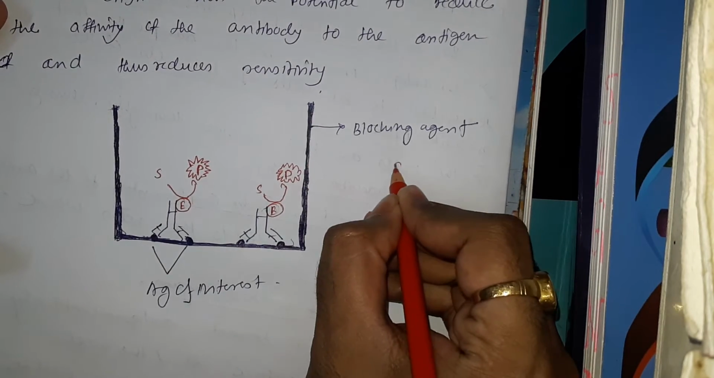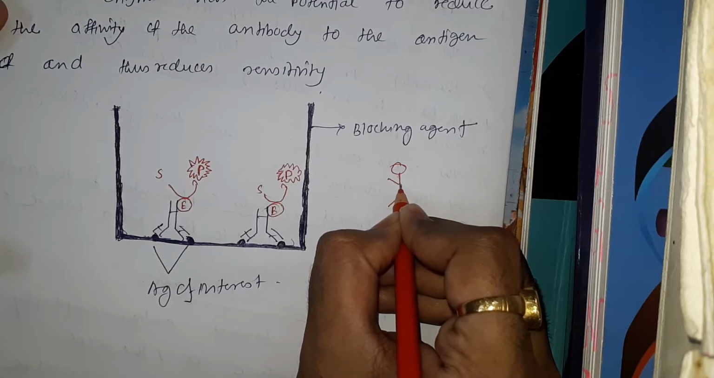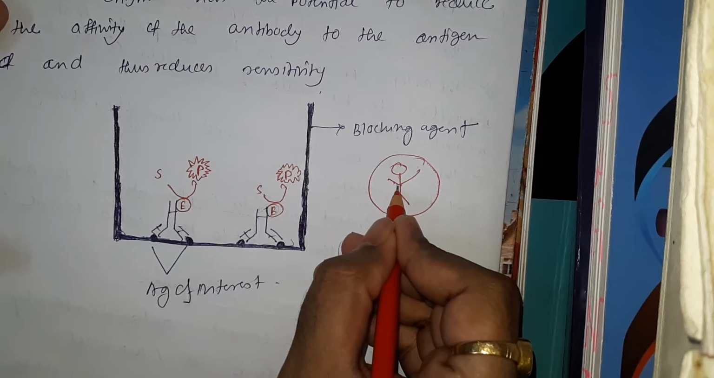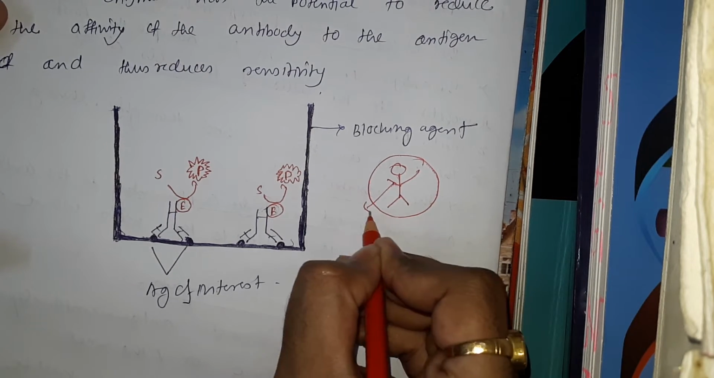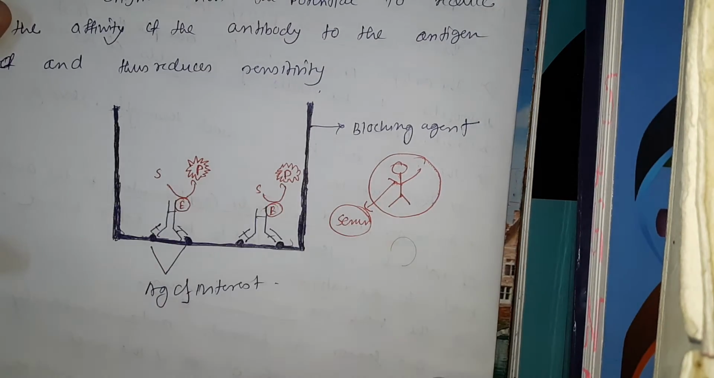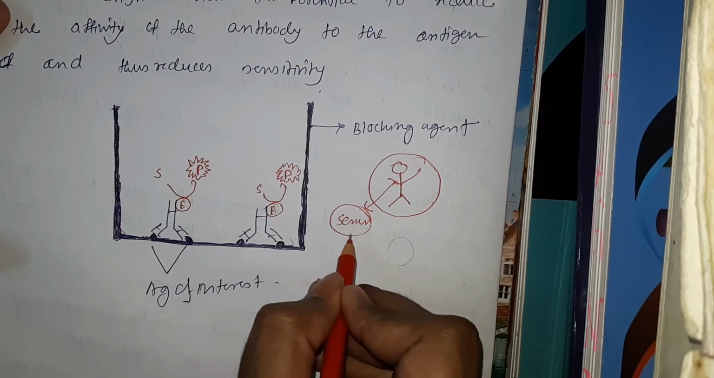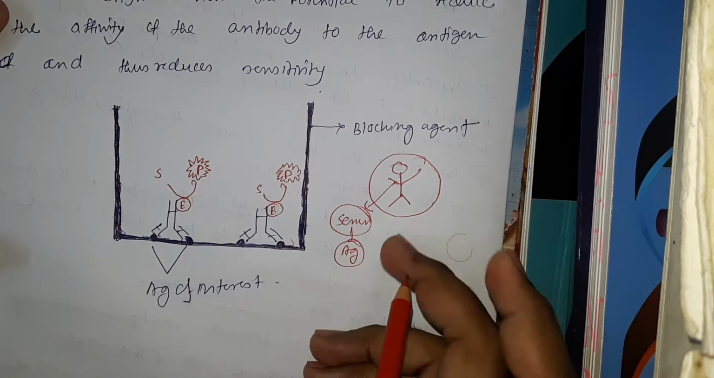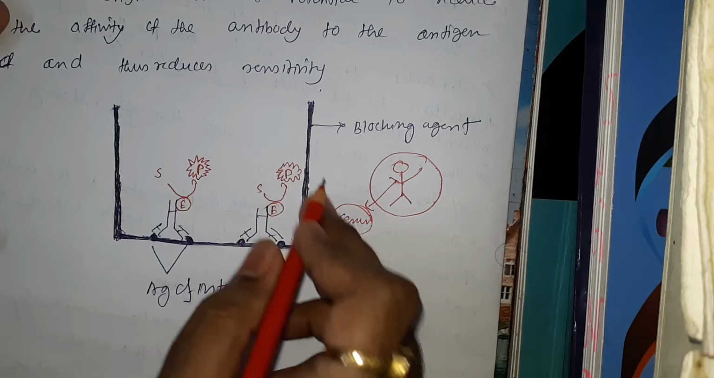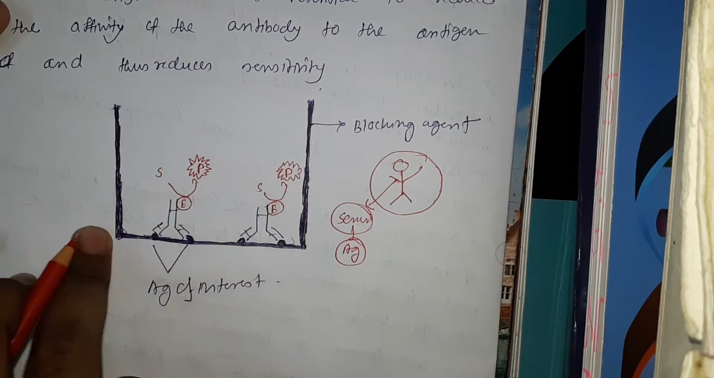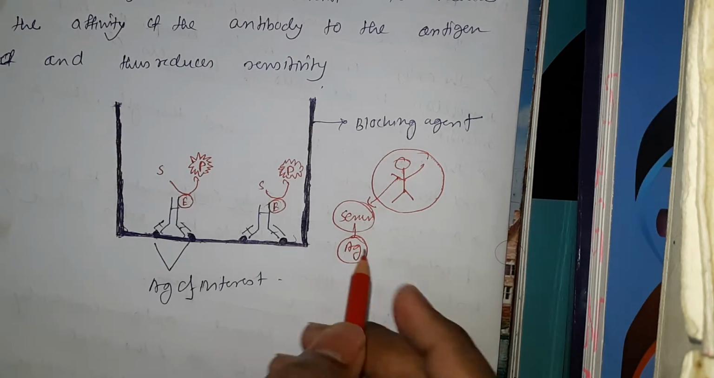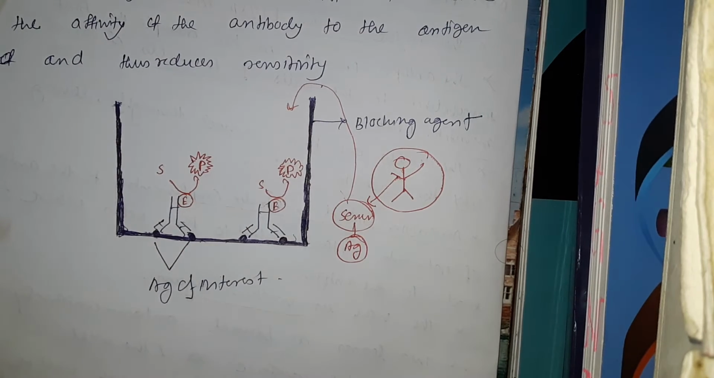So let's take a hypothetical example. Suppose this is a person who has an infection. In the laboratory you need to determine what kind of infection it is. So you take the serum from that particular patient. Now this serum must contain the antigen that you are suspecting, right? So you add the serum into a container containing microtiter wells.